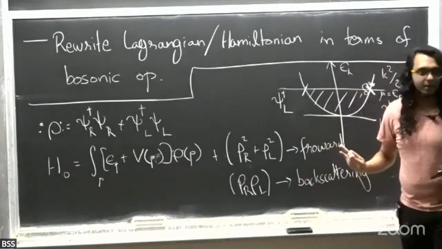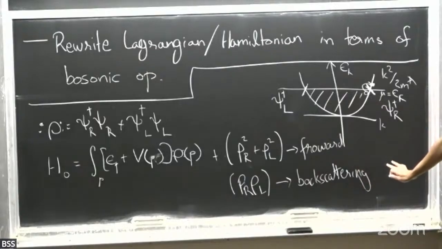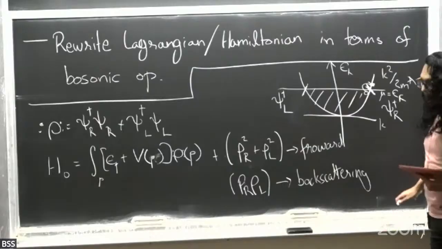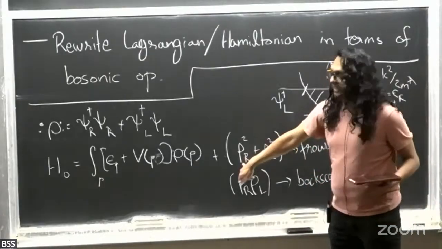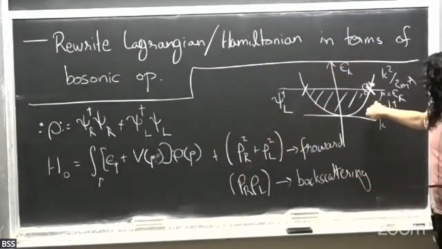Is everyone here familiar with forward and backscattering and what they mean? If there's anyone, let me know. I'll explain it in the line. Oh, these are rho, the densities. Yeah, the right chiral density and the left chiral density.